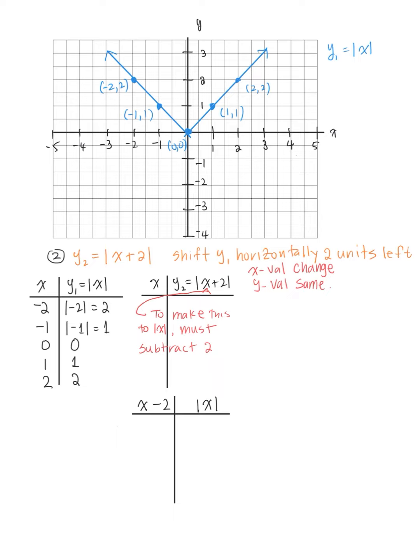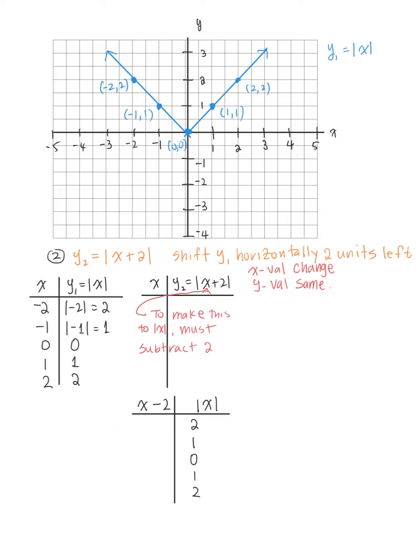Okay, so now I'm going to keep the same y values. So here we're going to get 2, 1, 0, 1, and 2. And then for the column for x, we need to go x minus 2. So we need to subtract 2 from each number.